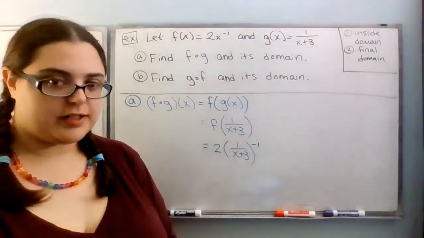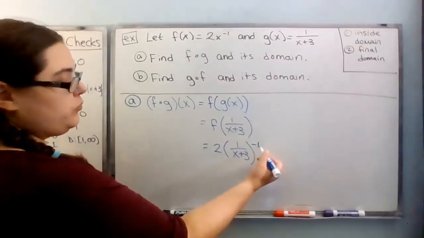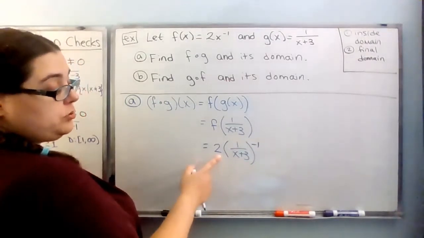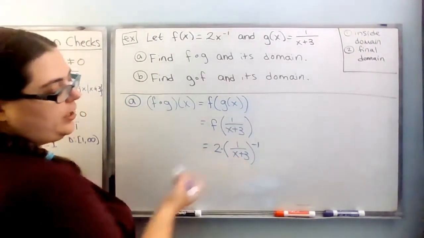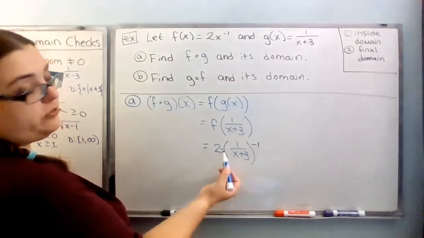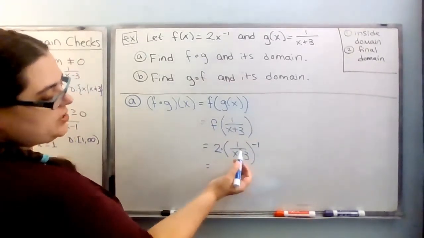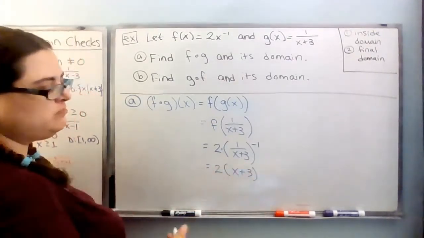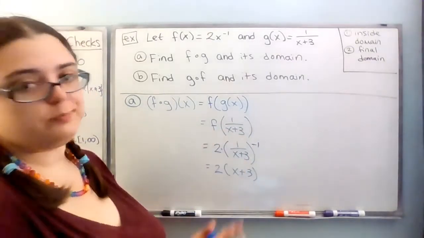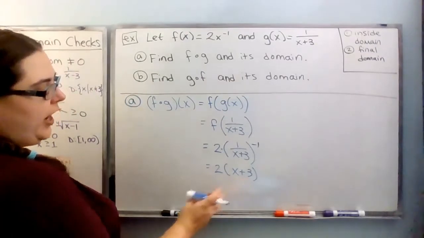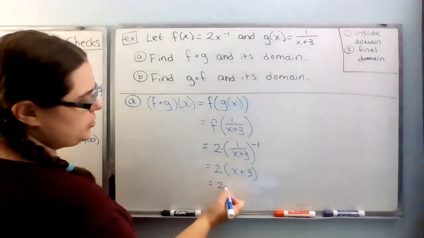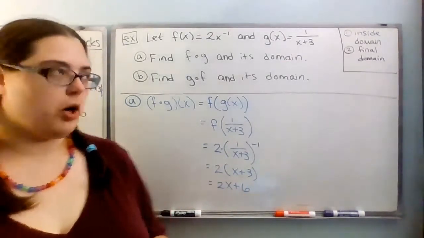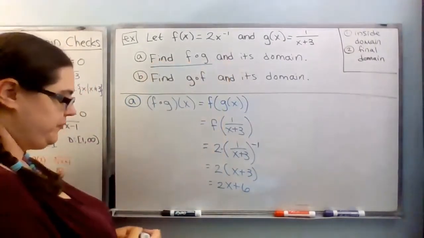Okay, and now I want to simplify that expression. So the negative 1 means take the reciprocal of what's inside the parentheses. We don't have to do anything with the 2 yet because there's a secret times here, and our order of operations says deal with exponents before you deal with multiplication. So the reciprocal of 1 over x plus 3 is just x plus 3. You can think of it as x plus 3 over 1. Anything over 1 is itself. And then now we can distribute that 2. So we get 2x plus 6. So that's the first part of this problem, finding f of g.